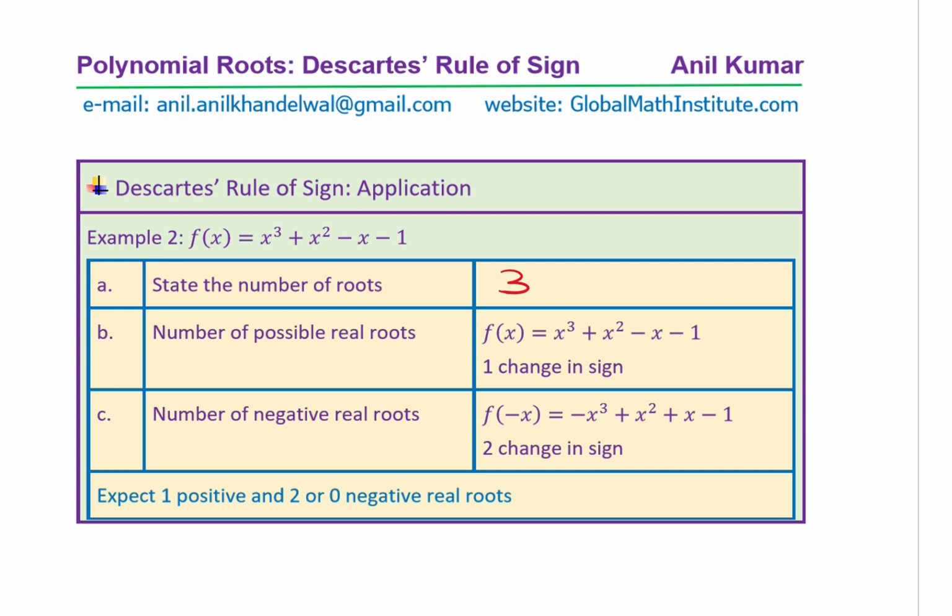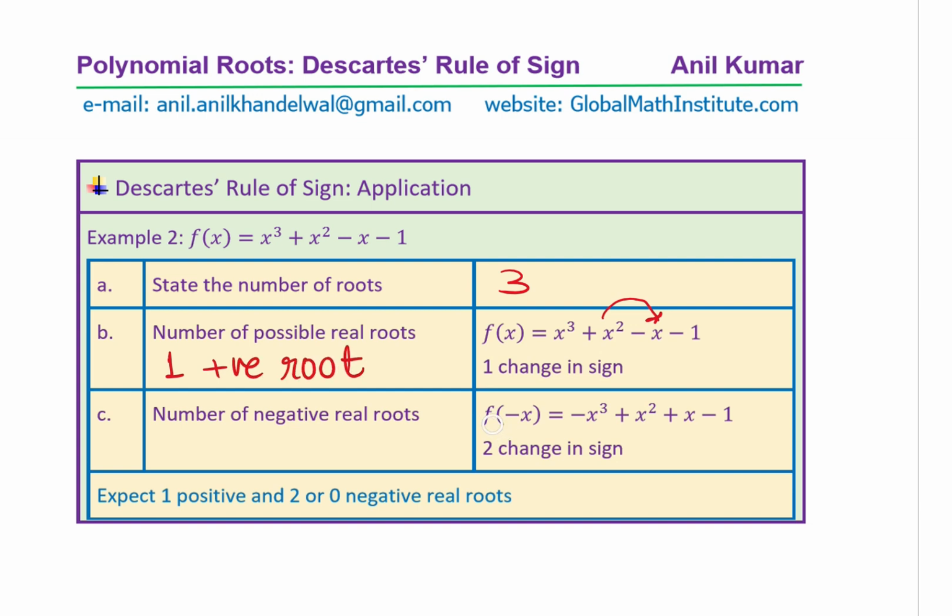How many possible real roots are there? Let's look for a change in sign. So in this function f of x, the change in sign is only once, correct? It changes sign from plus to minus when moving from x squared to minus x. So that means we have one positive real root. So let me write one positive root.